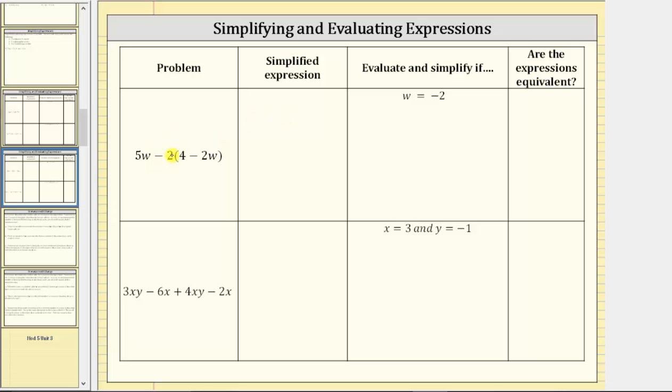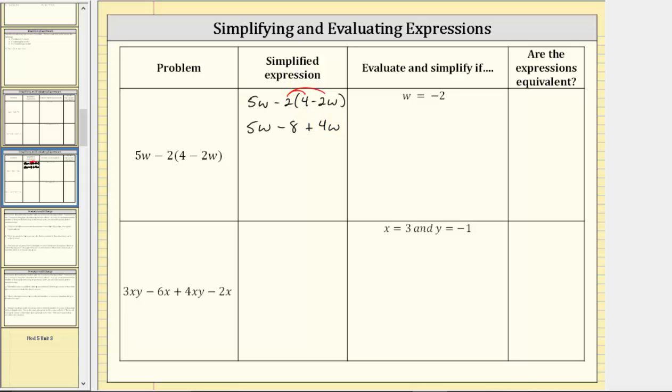Because we have minus 2 here, which is equivalent to plus negative 2, to clear the parentheses, we distribute negative 2. So beginning with the given expression, we distribute negative 2, which gives us 5w, and then negative 2 times 4 is equal to negative 8. Instead of writing plus negative 8, let's write minus 8, which is equivalent. And then we have negative 2 times negative 2w, which is positive 4w, which gives us plus 4w.